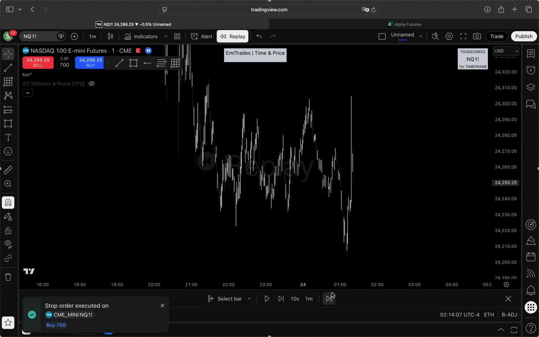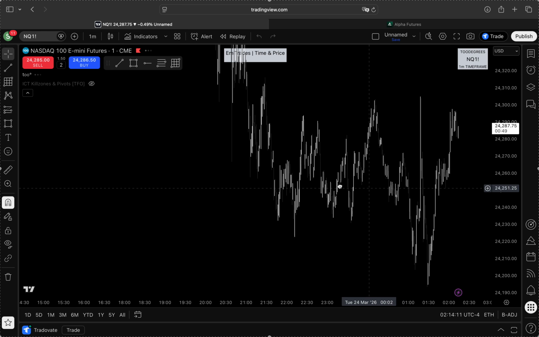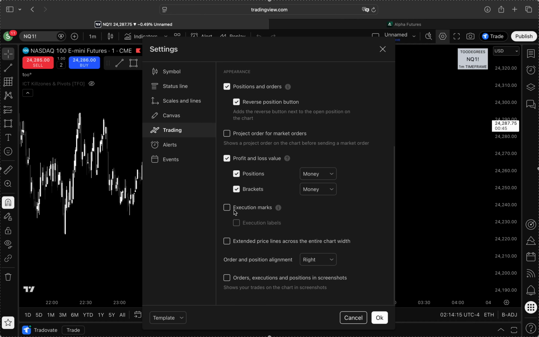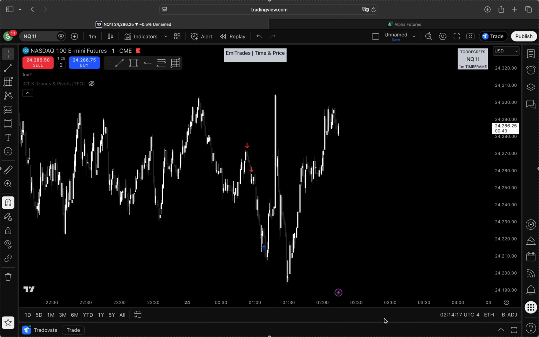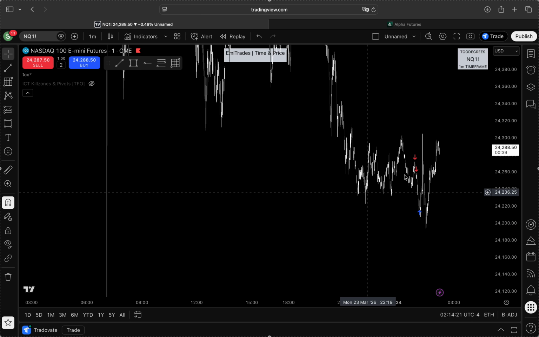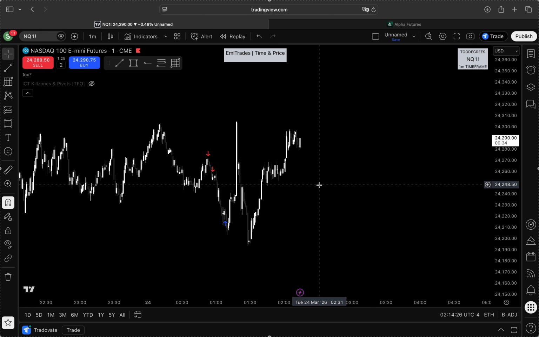So yeah, that is my analysis for today. Confluences for the trade were standard deviation, low resistance liquidity, narrative, and then time and price. So pretty good scalp today.